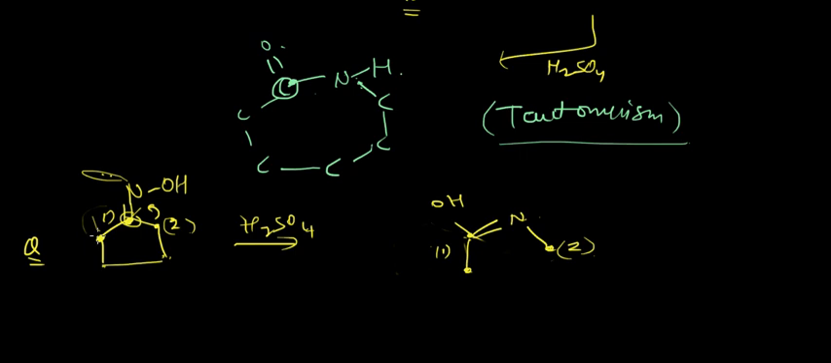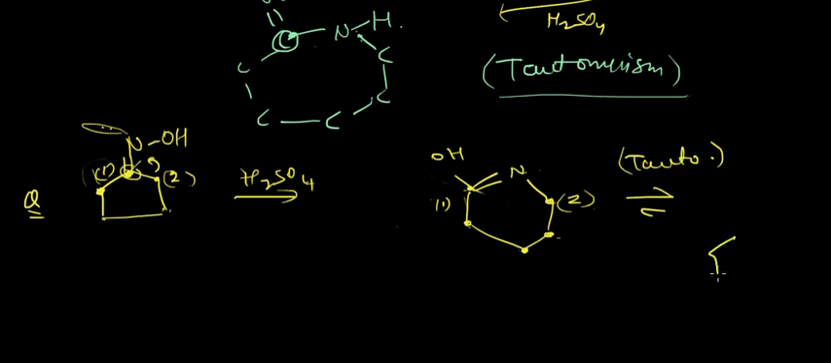3, 4, 5. I forgot the fifth one here. So 3, 4, 5. Now tautomerism would happen. As a result we'll be getting something like this as the final product.